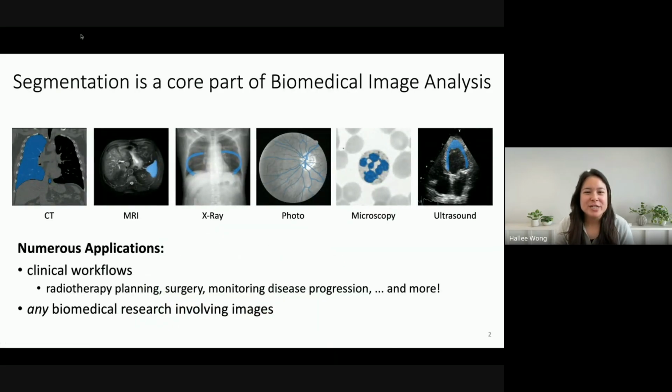So image segmentation is a core part of biomedical image analysis, specifically this process of analyzing an image and outlining different regions of interest. Here I have a bunch of examples of some of the different common modalities in medical imaging and regions that people might be interested in segmenting. There's tons of different applications for segmentation in medical imaging, for example, in clinical workflows like radiotherapy planning and surgery. And just about any research that involves imaging will often involve segmentation as a first or an important step in the image analysis pipeline.